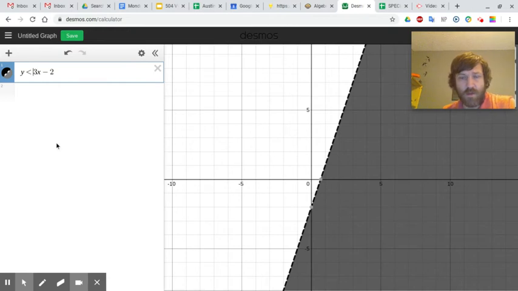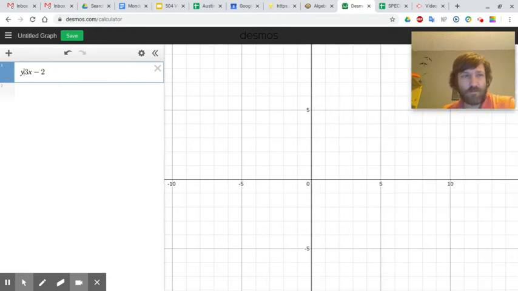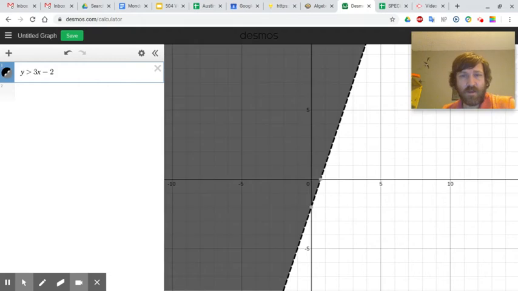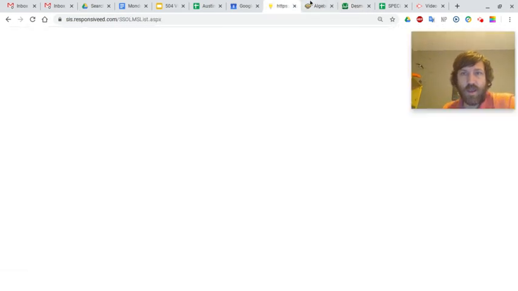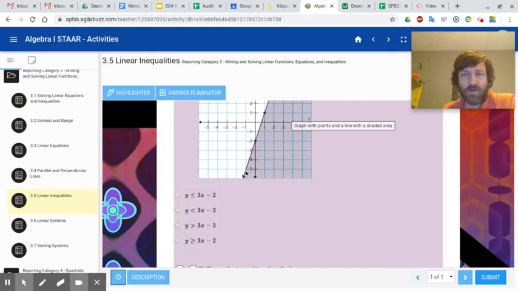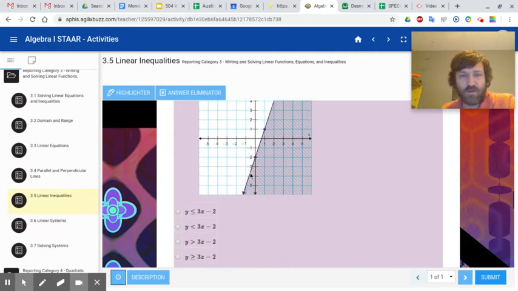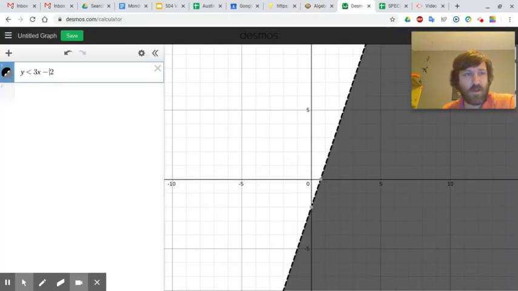Notice that when I do either greater than or less than, the line is dashed. So how do I get that to show what I have in my question, which is a solid line? So there's an issue there. That's where the equal to comes in.